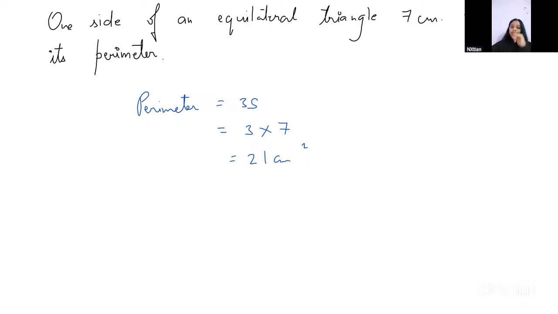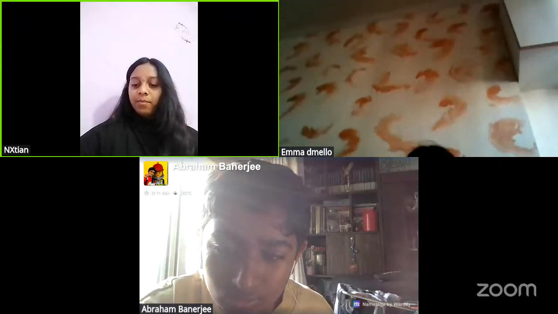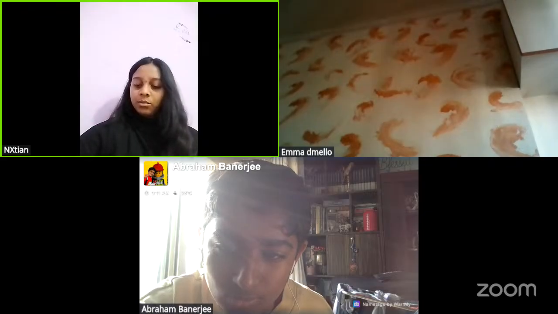Now, when we have to find out the area of a triangle with the help of a graph paper, we will learn two methods: finding the area with the help of graph paper and finding the area using formula. For that, I am going to share the book with you.